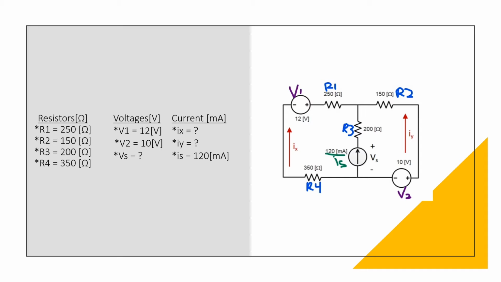So here we have all our data. Let's start off with the resistors. Resistor 1 is 250 ohms. Resistor 2 is 150 ohms. Resistor 3 is 200 ohms. Resistor 4 is 350 ohms. For voltages, voltage 1 is going to be 12 volts. Voltage 2 is going to be 10 volts. And the voltage at the unknown source is what we're solving for. Our currents consist of Ix and Iy, which are unknown, and Is at the source, which is 120 milliamps.